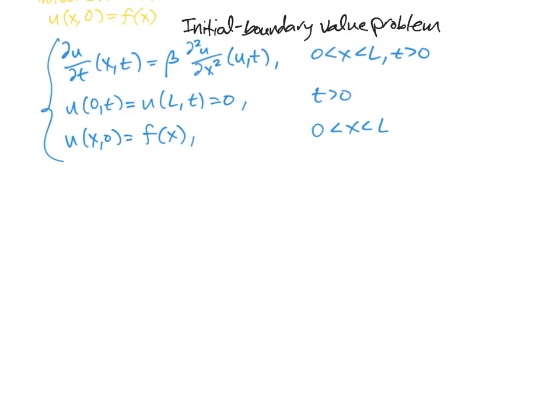And we have the first equation models everything that's in the middle of the wire and for positive time. The second condition is telling you what's happening on the boundary of the wire. And then the third condition is telling you what's happening at the very beginning. And so this is one particular form of the heat equation.